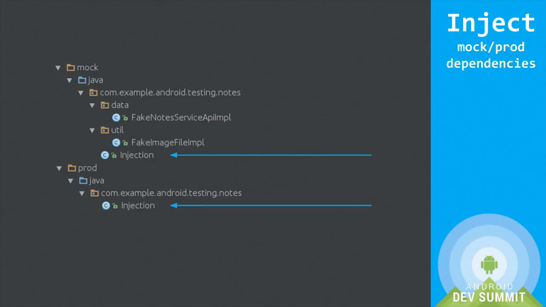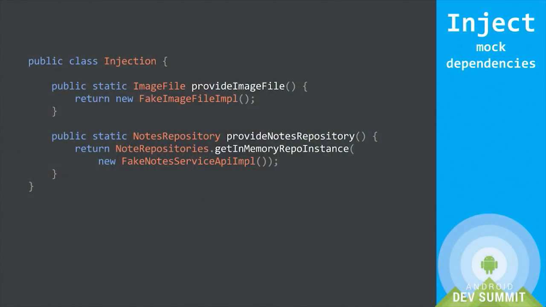Zooming in a little bit, this is the injection class of the mock flavor, of the mock source set, rather. It has two methods. Both injection classes look the same from the outside. They have the same public methods. Provide image file is the method that we use from the component that talks to the camera. So we're going to return a new fake image file implementation. That class, the only thing it's doing is returning a string, a path to an image file that we preloaded. So it's a fake image, really.